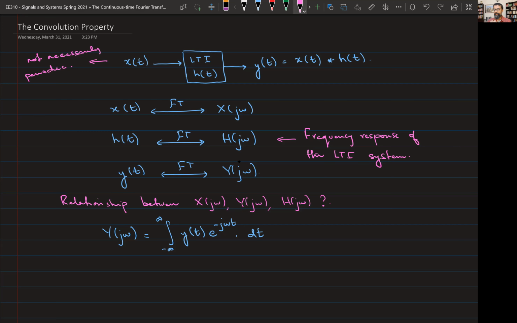That's exactly what I'm saying. That argument was applicable only to periodic signals. Now we're generalizing that result in the sense that we're now talking about aperiodic signals.